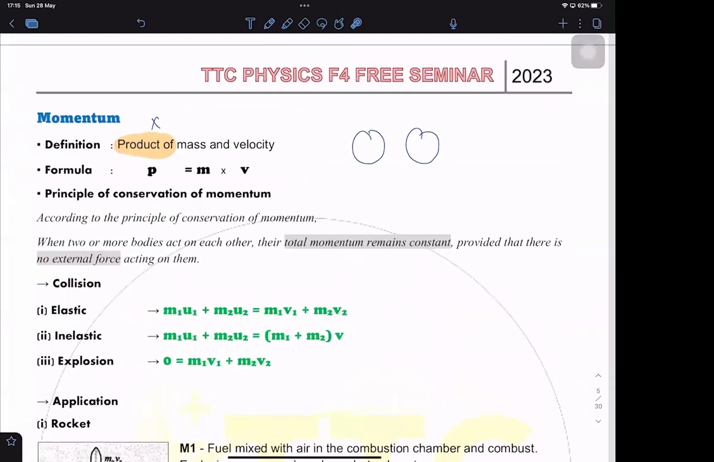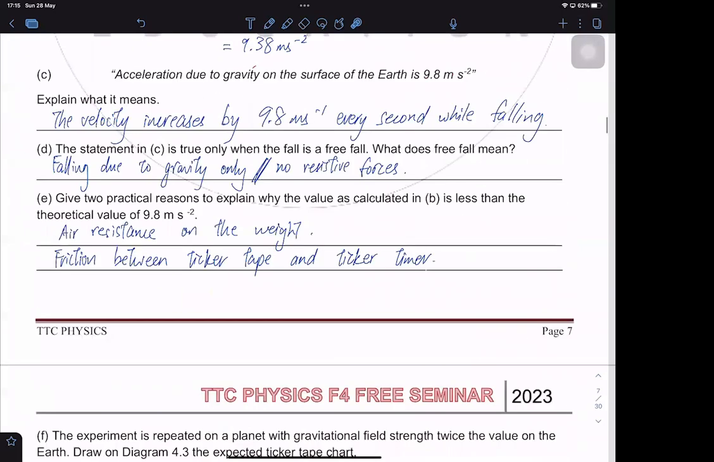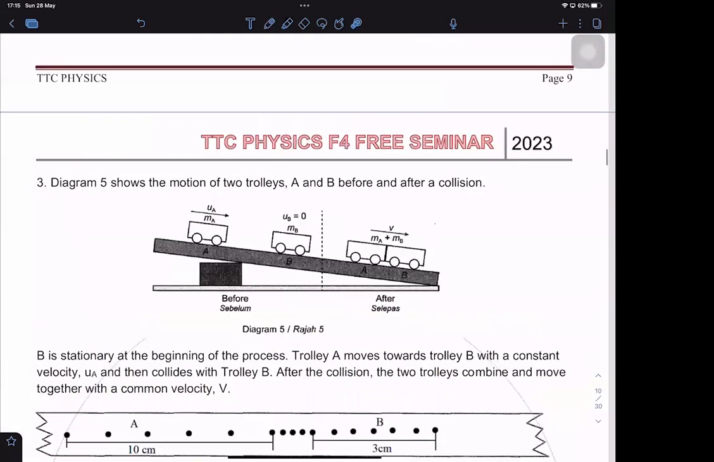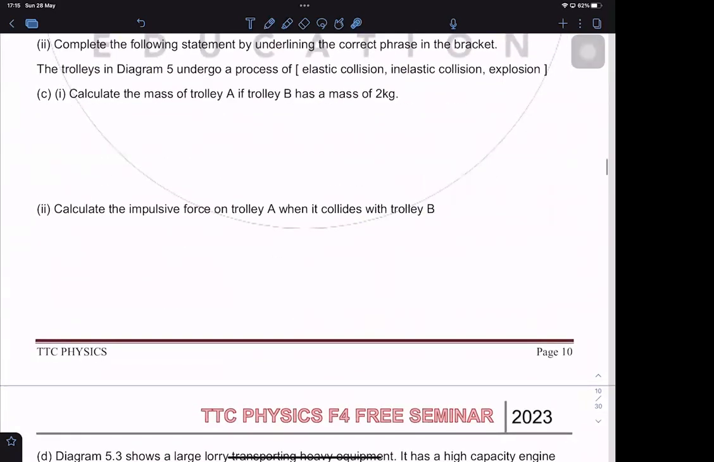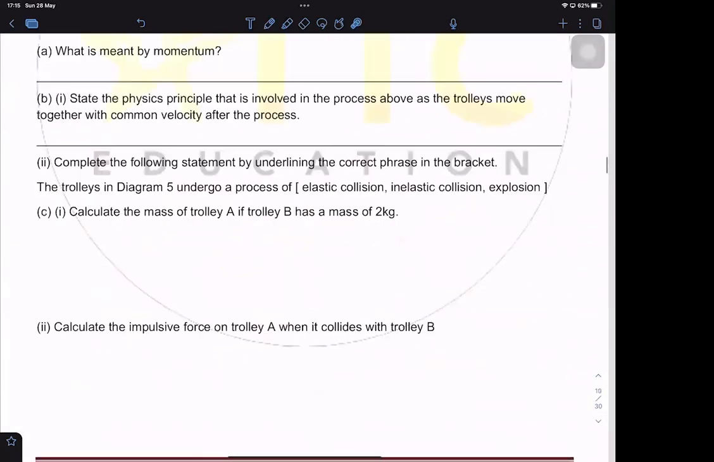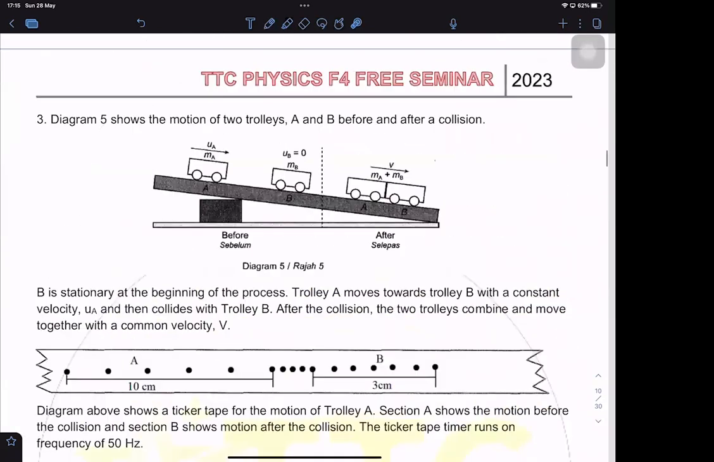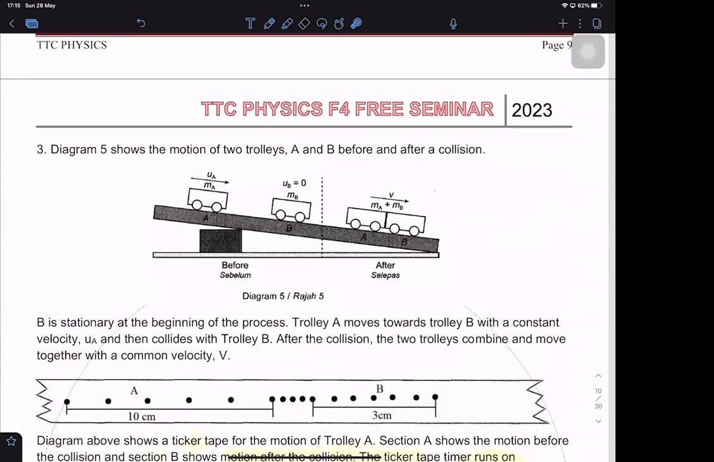For now, let's try to do a momentum question first. So you can go to, let's say, page number 10, right? You go to page number 10, okay? Oh, give me one moment. Let me reply for dinner first.